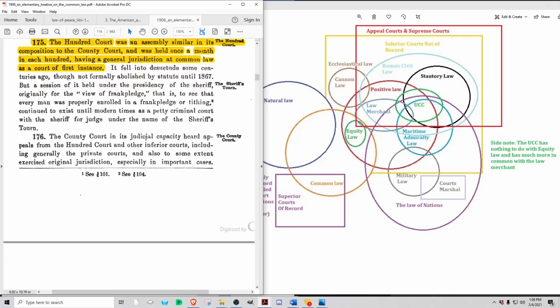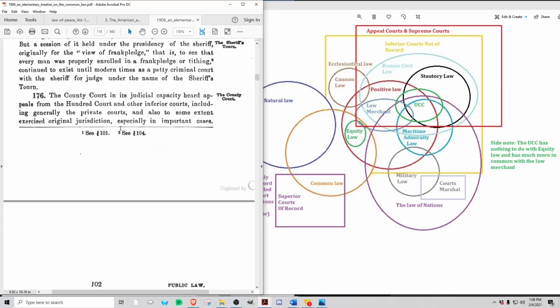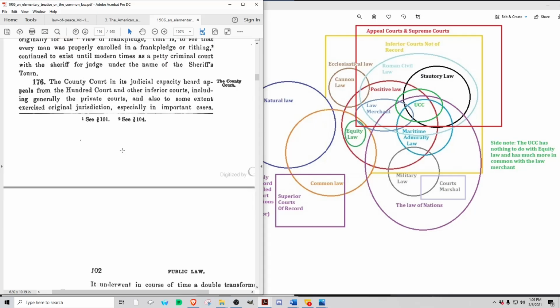The county court, in its general capacity, heard appeals from the 100 Court and other inferior courts, excluding generally the private courts, and also to some extent exercised original jurisdiction, especially in important cases. Now, what's the difference between original jurisdiction and what would basically be an appeal jurisdiction? Okay, so your common law courts of record have original jurisdiction on basically everything, with the exception of things that are specific not to them.